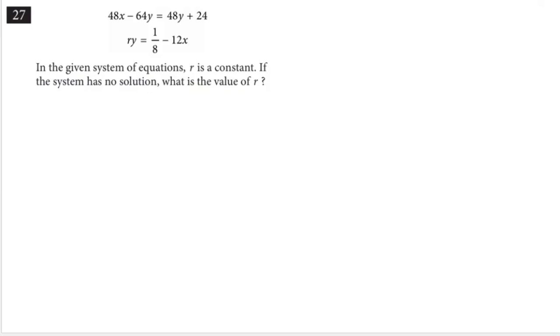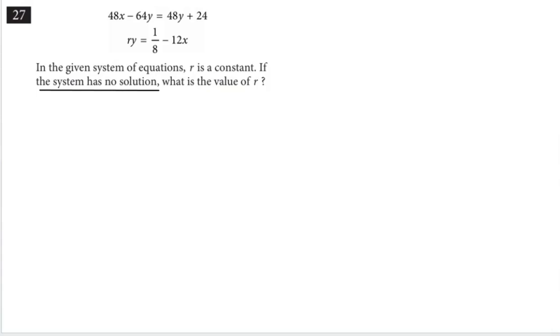Well, that's the last question, question 27. So I've got two equations. In the given system of equations, R is a constant. If the system has no solution, what is the value of R? So R is the coefficient of y in the second equation. By no solution, it means that these lines will not intersect each other, so they will be parallel.